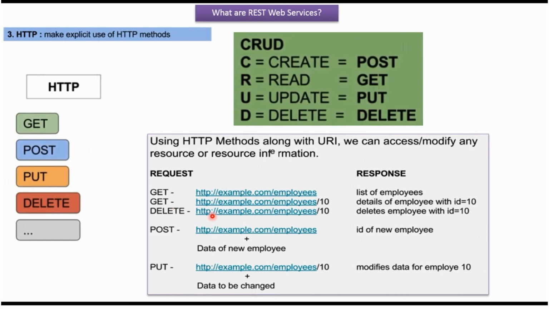To create a new employee, we have to use this URI along with the post method. In the body of the request, we have to send the data of the new employee. And suppose we want to modify the employee whose ID is 10. Then we can use this URI along with the put method. And in the body of the request, we have to send the data of the employee to be changed.